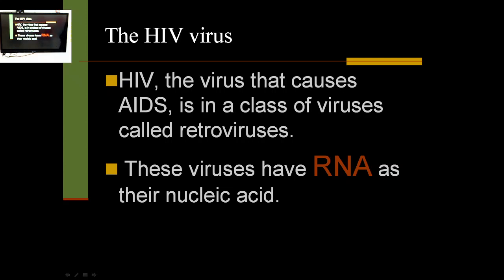Let's start with an example of a virus: the HIV virus. The HIV virus causes AIDS, and it is in a class of viruses called retroviruses. So again, AIDS is caused by the HIV virus, and the HIV virus is from the retrovirus family. These viruses have RNA as their nucleic acid. So the retroviruses are made up of RNA and proteins.